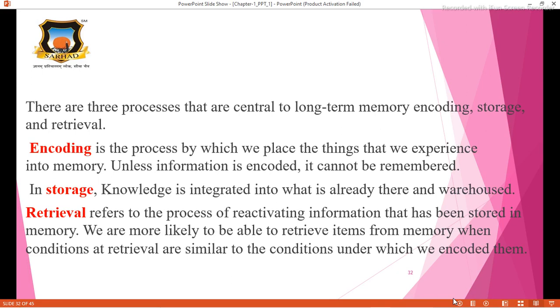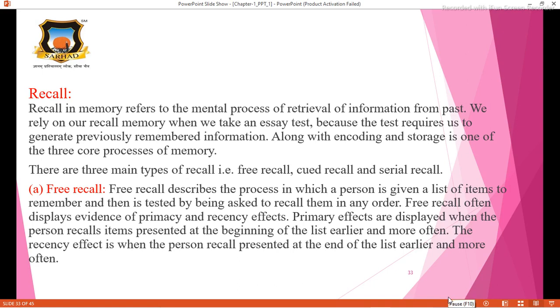We are more likely to be able to retrieve the items from memory when the conditions at retrieval are similar to the conditions under which we encoded them. अगर सेम कंडीशन आती है तो फिर वो इंफॉर्मेशन रिट्राइव होती है, फिर से हमें वो याद आती है. That is retrieval.